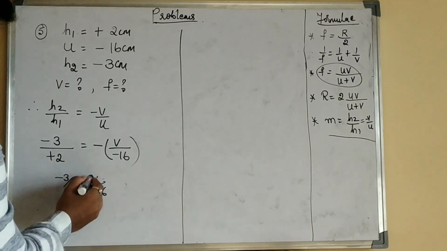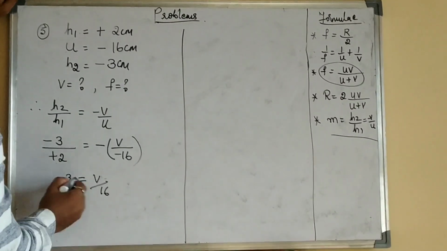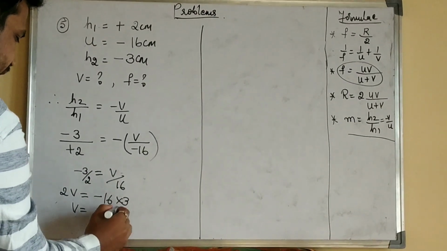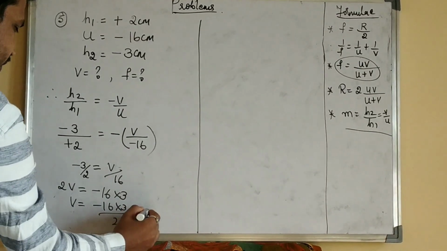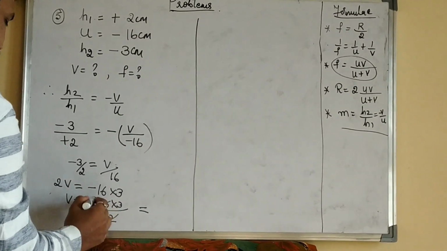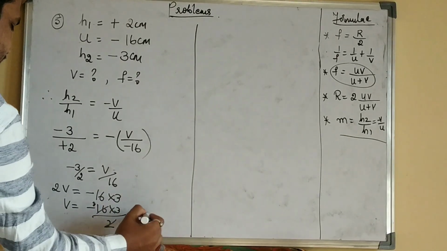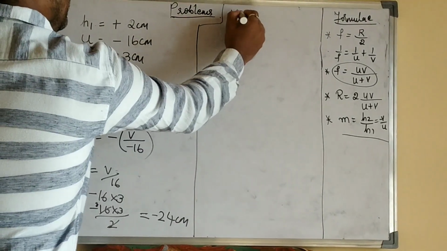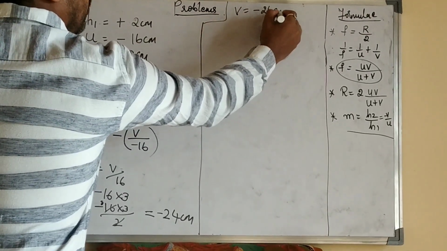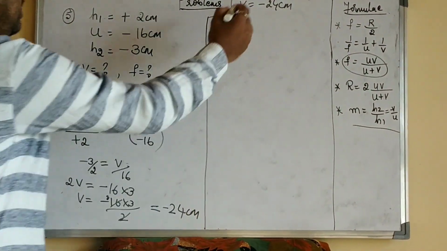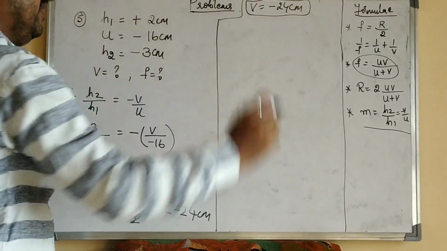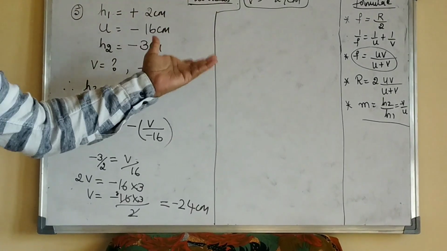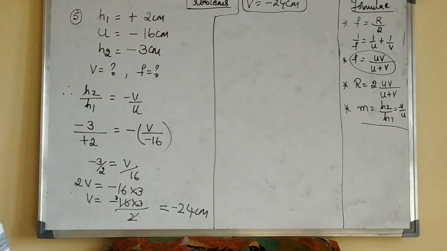Cross multiply. So you will get 2 into V, 2V is equal to minus 16 into 3, or V is equal to minus 16 into 3 by 2, which is equal to 2 1s are 2, 8 2s are 16. So minus into plus is minus, V is equal to 8 3s are minus 24 centimeter. So you are getting V is equal to minus 24 centimeter. So this is the position of the image, that is V is equal to minus 24 centimeter. Obviously the image that you are getting is real and inverted. Why? Because they have mentioned concave mirror.